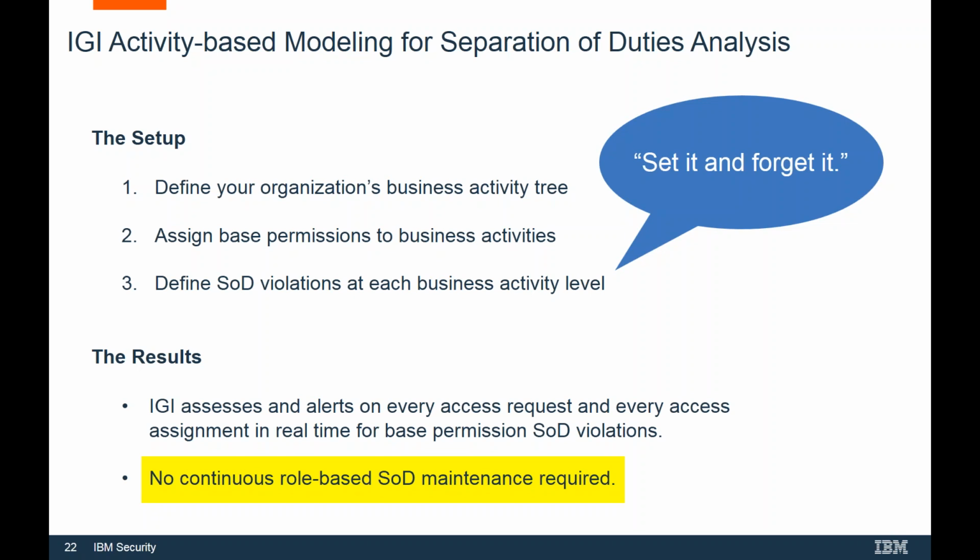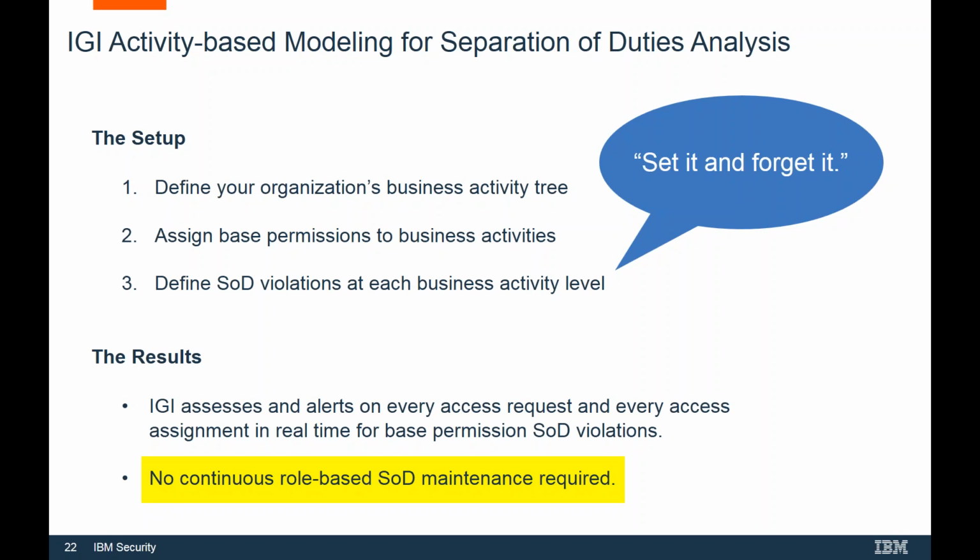So you define the tree, you assign the base level permissions that are needed, and that's what I can show a little bit more in detail. It'll only take a second. And then we give the permissions to the activities, and then we give the rules of the activities that conflict. And then in real time, what happens in the results? Like I said, you set that once and you forget it.